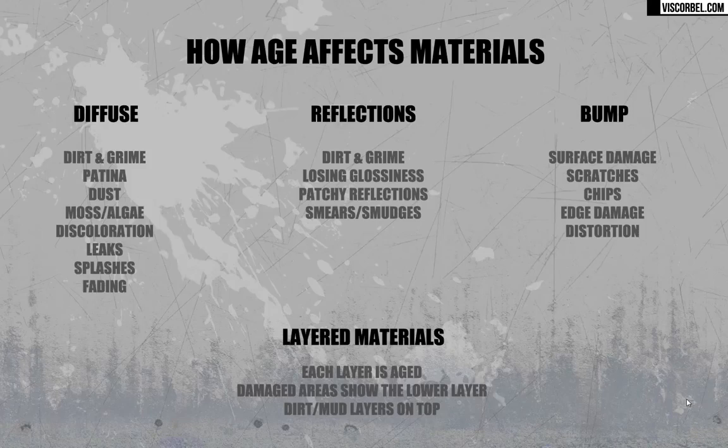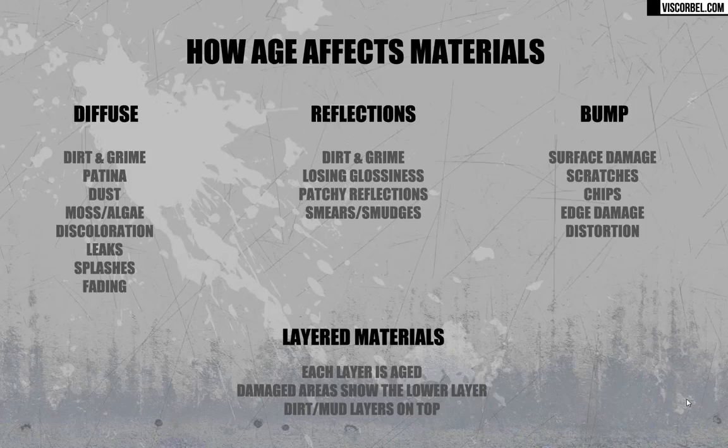Diffuse can get dirty, it can have some grime on it, it can develop some patina in occluded areas, it can get some dust settling on top of the object. There can also be some green growth on the areas of the object that are exposed to rain or water. So you can also get some discolorations either from sun or from water. You can get some leaks coming from the top, some splashes coming from the bottom, and some fading of the color from the UV rays.